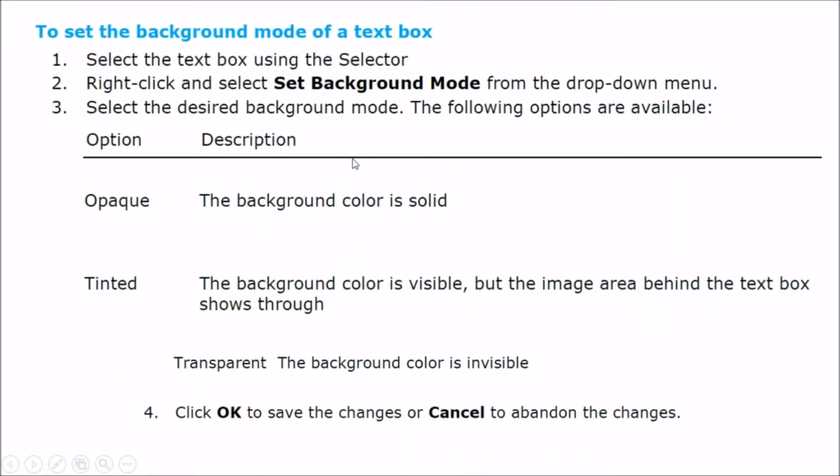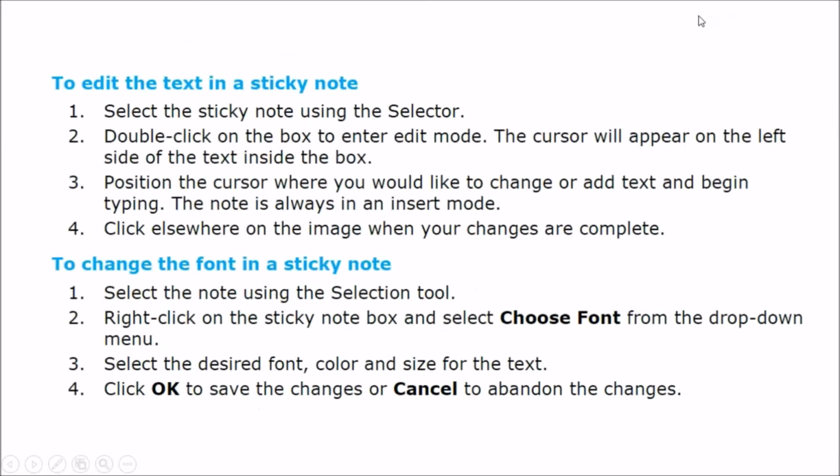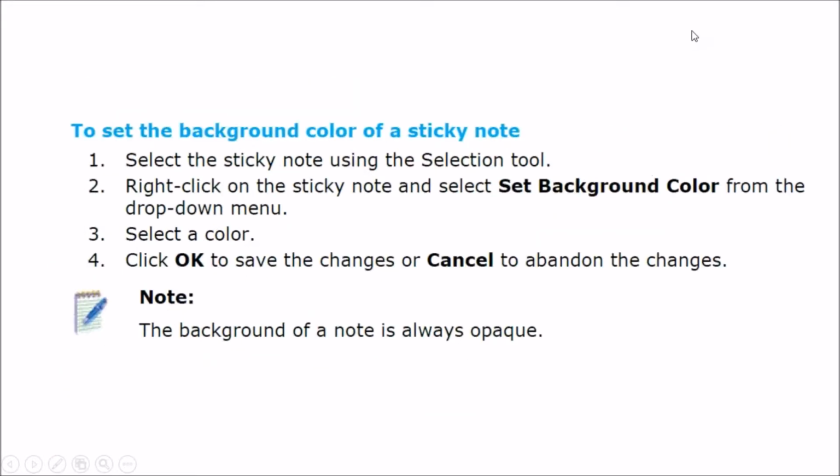And then this is a procedure you'd follow to set the background to be opaque and to be tinted. The background color is invisible when you pick it as transparent, so you can change it back and forth. To edit the text in the sticky notes, it's basically the same procedure. You select it, double click on the text box to edit it, and click elsewhere on the image when your changes are complete, and that will finish up your editing of the sticky notes. And again, you can do the same thing with the setting of the sticky note background color as well.